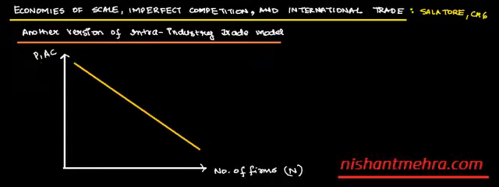You have price and average cost on the vertical axis while you have number of firms on the horizontal axis, and we have drawn this P curve as negatively sloped. Note that all firms are selling at the same price. I'll explain why you have a negatively sloped curve.